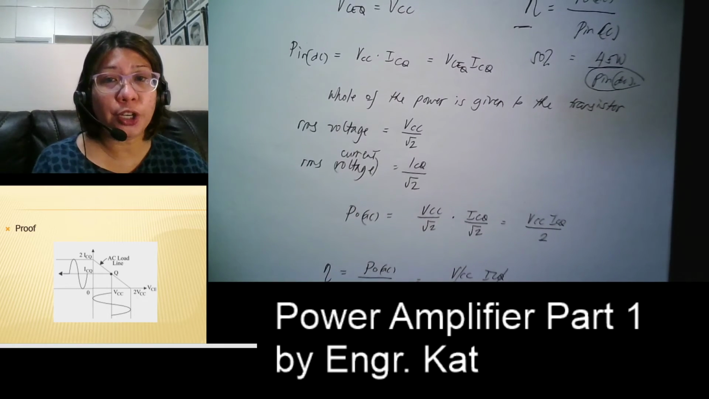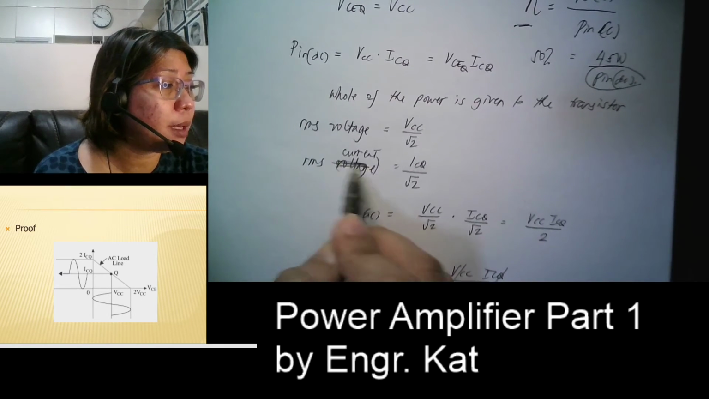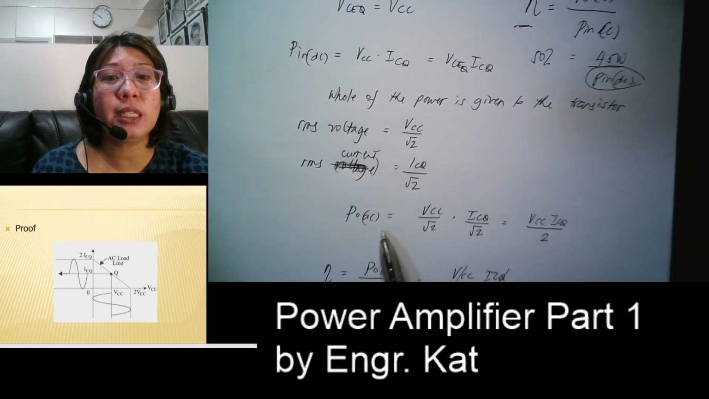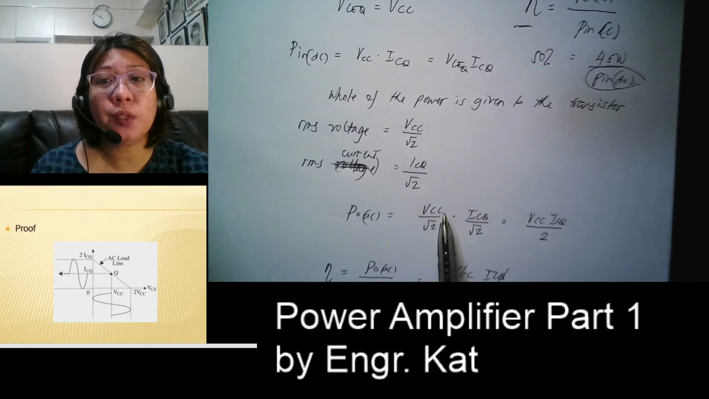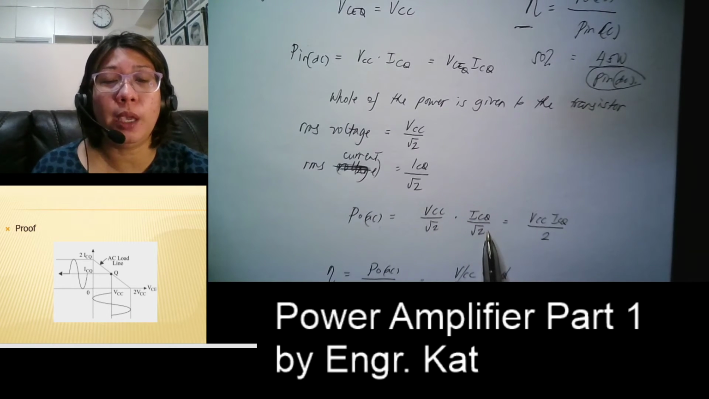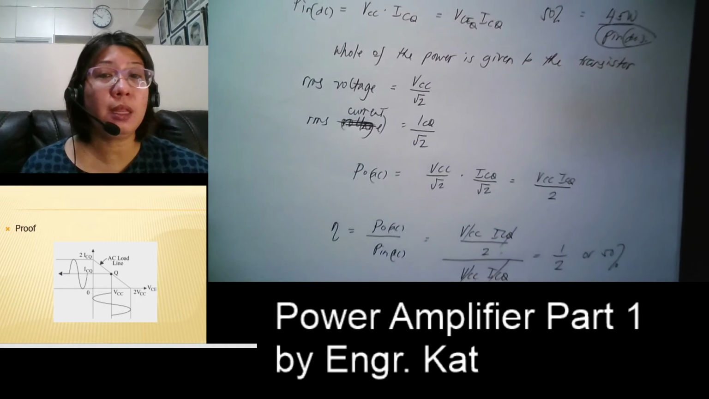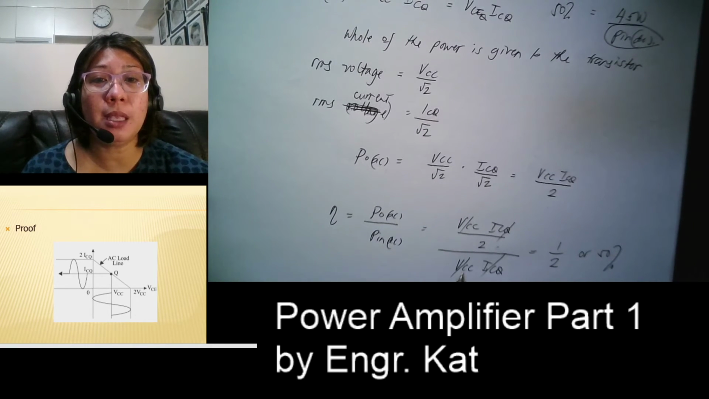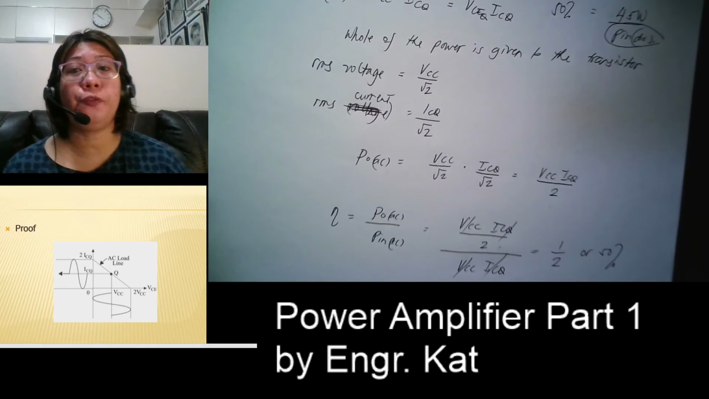So the RMS current is equal to ICQ divided by square root of 2, giving us your POAC. POAC is equal to the product of the RMS voltage and RMS current, and that will give you VCC ICQ divided by 2. To get the power efficiency, we have POAC divided by P in DC. So this is VCC ICQ over 2 divided by VCC ICQ. VCC and ICQ will be cancelled out, giving us 1 half or 50%.